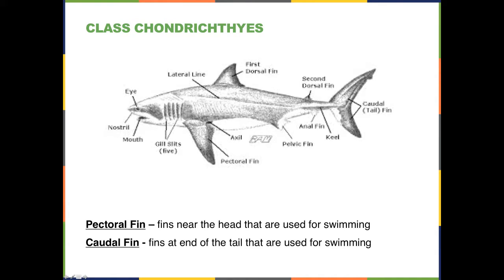The next fin is called the caudal fin. These are back here, part of the tail. They are also important for swimming. Then there's the anterior and posterior dorsal fins. And this fin, and here's the second dorsal fin. This is the anterior fin and the posterior dorsal fin. These are on the dorsal side of the organism, so they're on the back, and they're used for stability.